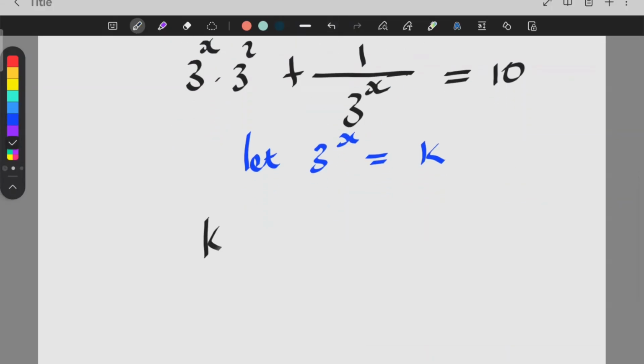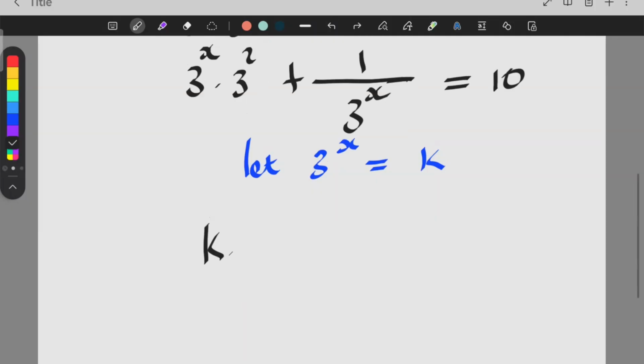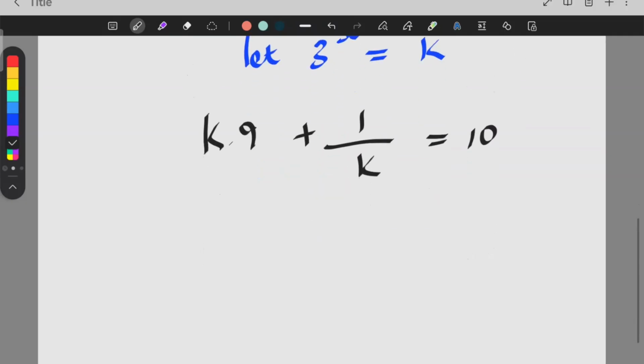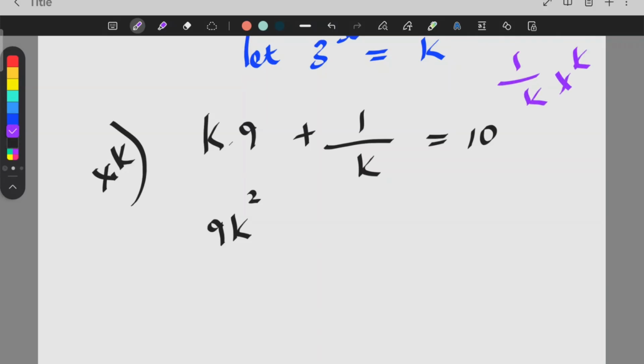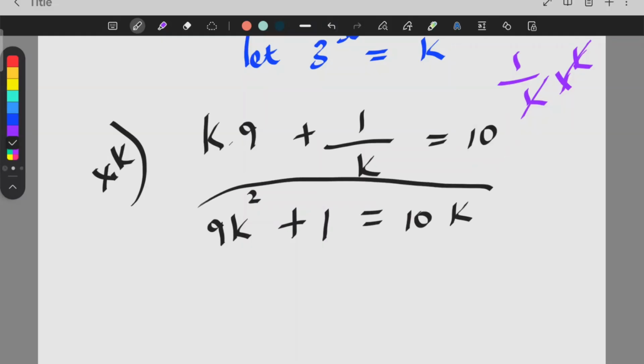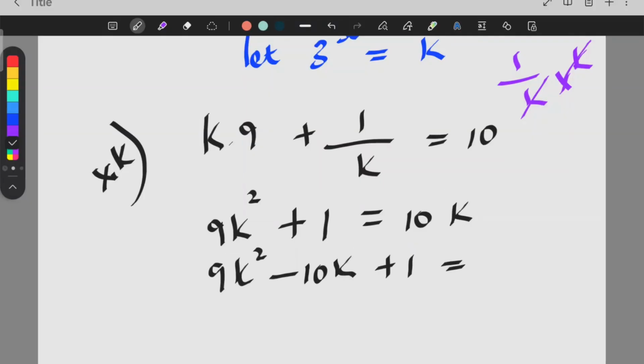So now my sum becomes k, and 3 to the 2 is 9, so 9k, plus 1 over k equals 10. Then, to get rid of this k in the denominator, you multiply every term by k. So 9k times k is 9k squared. 1 over k times k, this and this will cancel, so the answer is 1. And 10 times k is now 10k. Then this is a trinomial. So let's do standard form. Bring the 10k over, plus 1 equals 0.